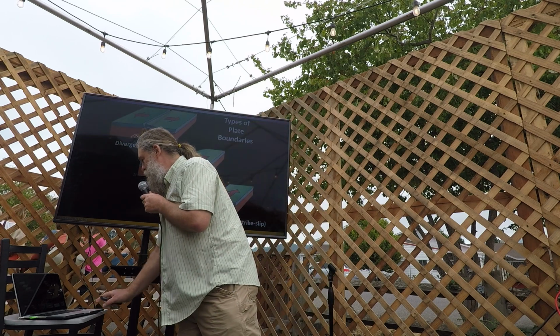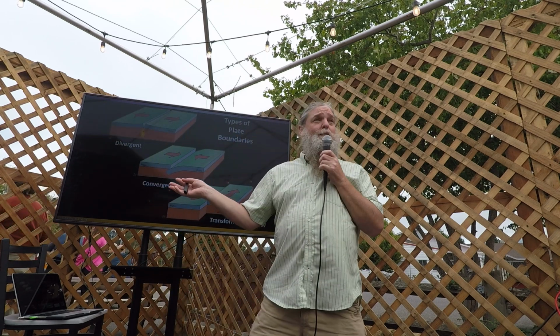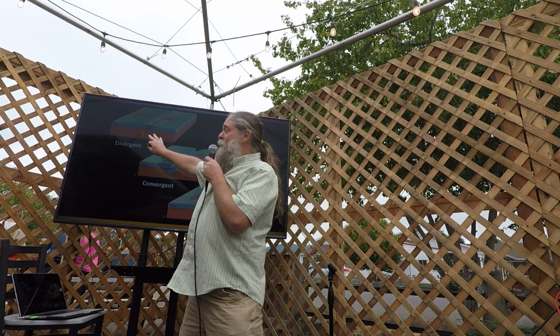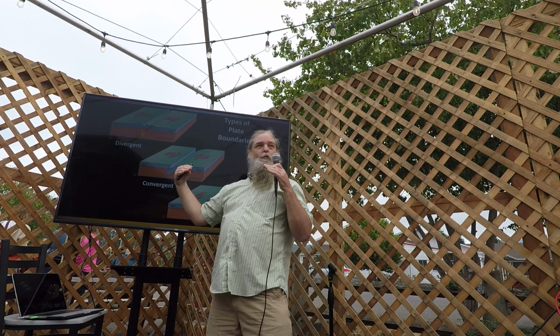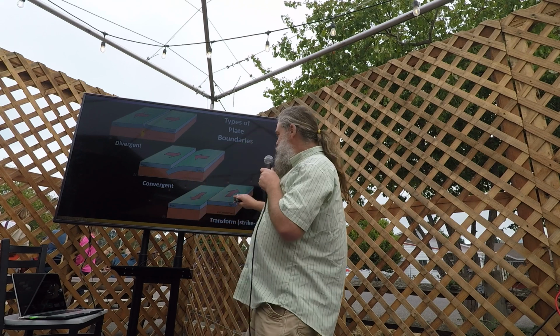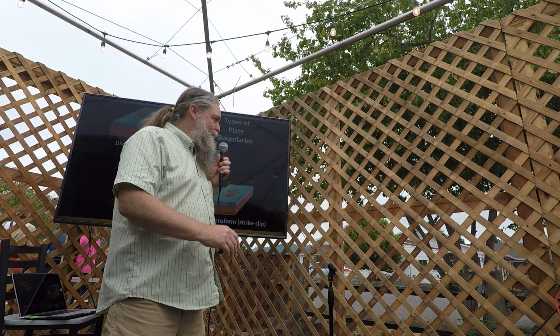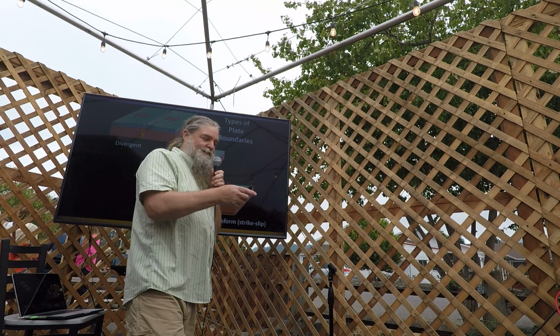Okay, so there are three types of plate boundaries. There are divergent plate boundaries, where plates move away from each other. There are convergent plate boundaries, where the plates move towards each other. And there are transform or strike-slip plate boundaries that move side by side, like the San Andreas Fault.